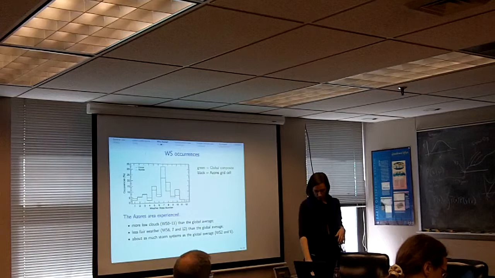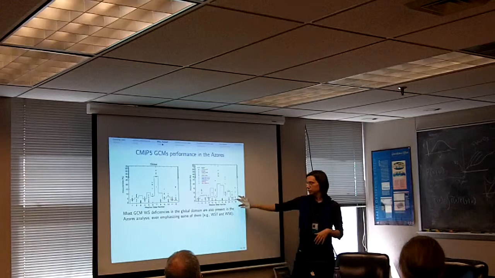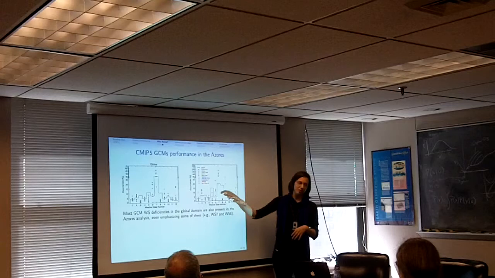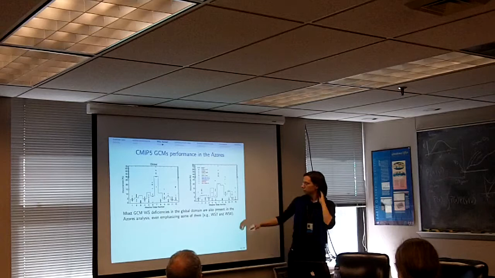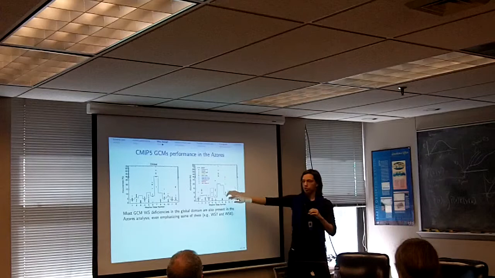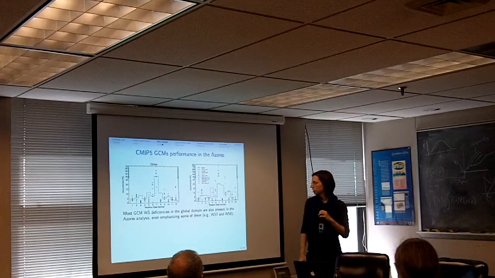And if you look at the models, this is the one that we saw before, and this is now just looking at the Azores. So you see similarities, which is good. The models act the same in the Azores as they do globally, but it emphasizes the deficiencies here, with too many fair weather ones and not enough shallow cumulus cases. And again, with the weather state 10 missing.